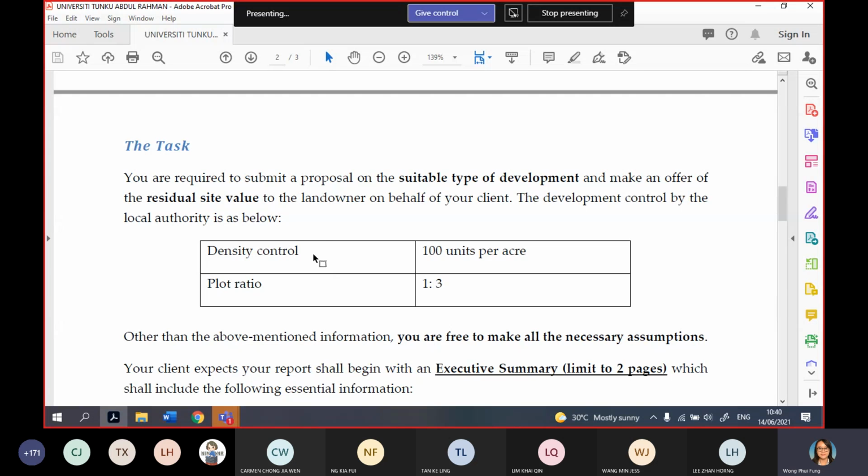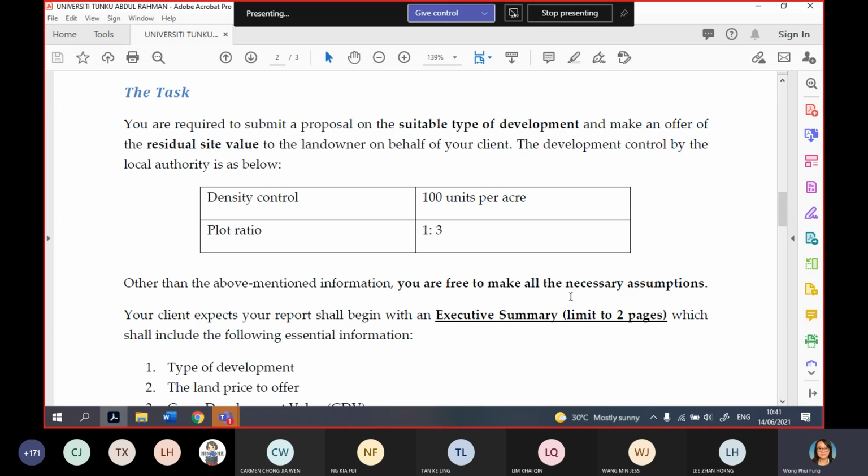If you propose residential, density control. Mixed use, 1 to 3. Residential here means pure residential, no retail. If you propose mixed use residential, a mixture of condominium and shop lot, you use plot ratio. Very important. I don't want to fail you, so I hope you can take note of my advice. You are free to make all other necessary assumptions, except this one, don't make your own assumption.